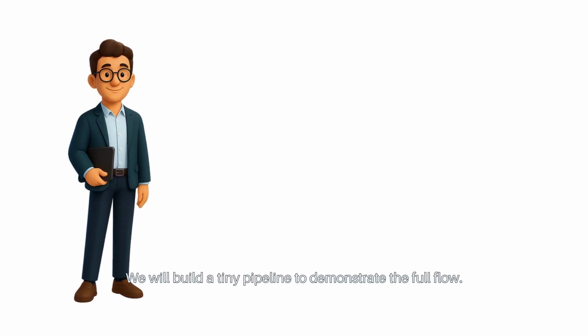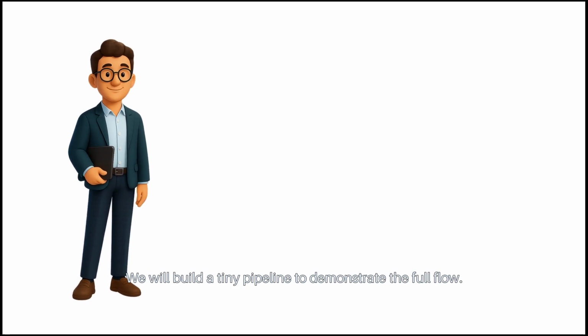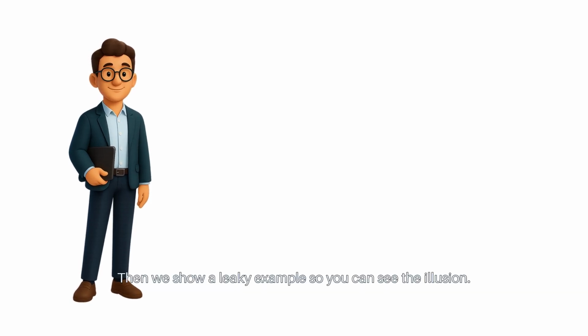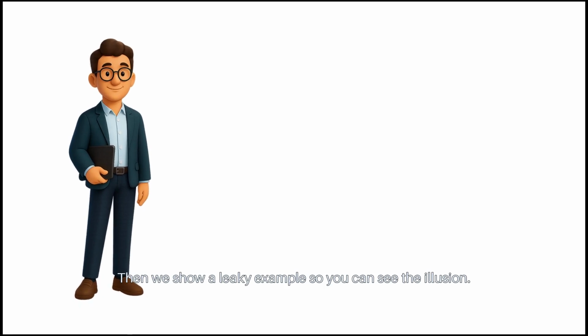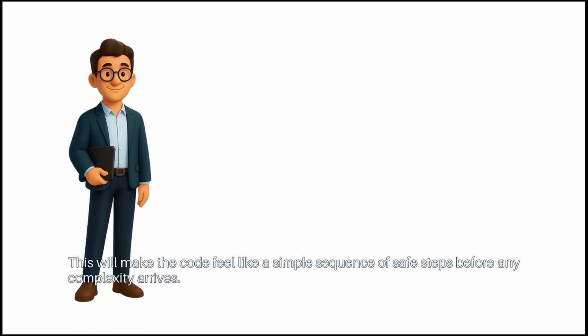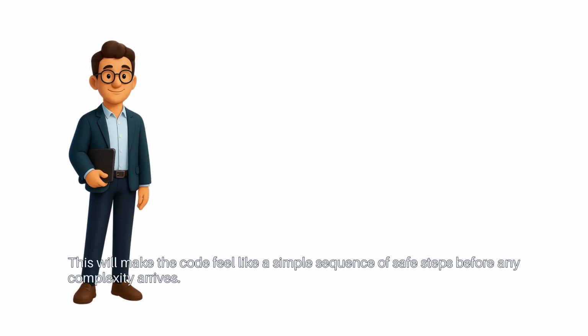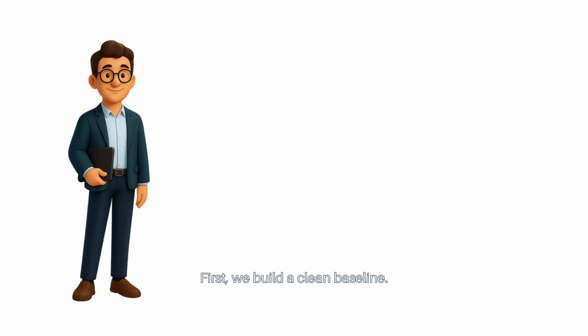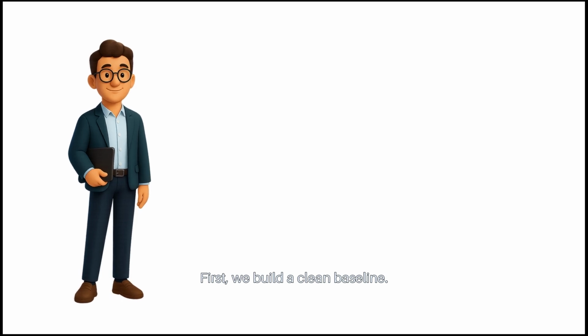We will build a tiny pipeline to demonstrate the full flow. First, we create a clean baseline. Then, we show a leaky example so you can see the illusion. Next, we show a safe pipeline, then a safe grid search, and finally, we verify on a held-out test set. This will make the code feel like a simple sequence of safe steps before any complexity arrives. First, we build a clean baseline.